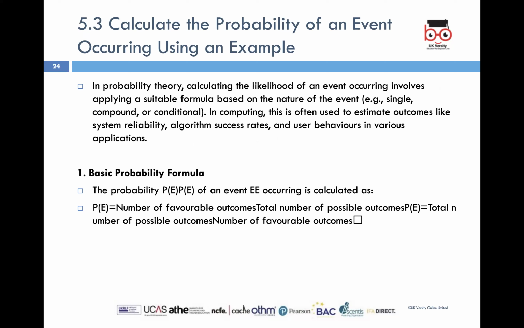In probability theory, calculating the likelihood of an event occurring involves applying a suitable formula based on the nature of the event, for example, single, compound, or conditional. In computing, this is often used to estimate outcomes like system reliability, algorithm success rates, and user behaviors in various applications. For example, the basic probability formula: the probability P(E) of an event E occurring is calculated as P(E) equals the number of favorable outcomes divided by the total number of possible outcomes.